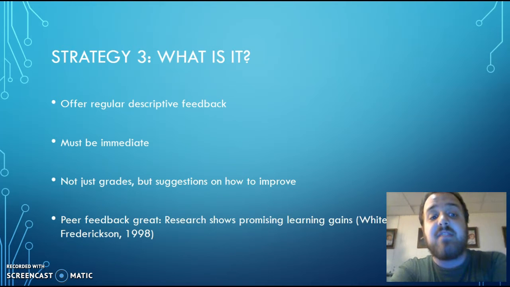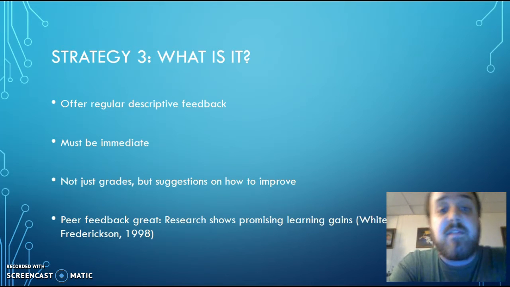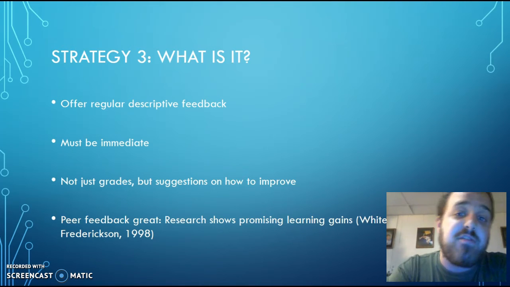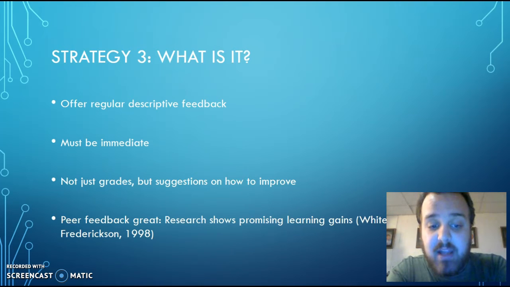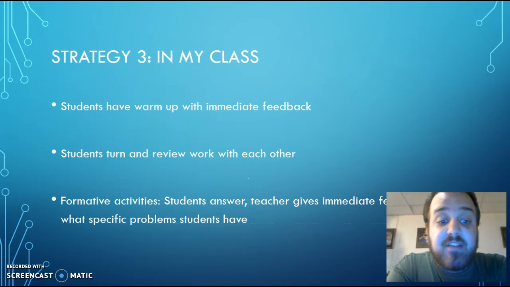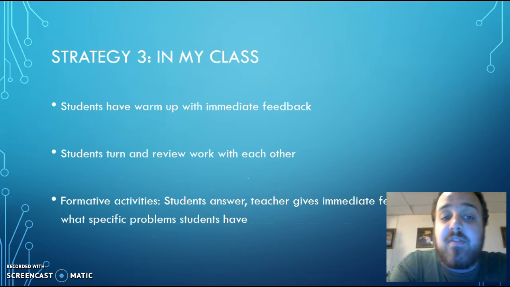Strategy 3 is to offer some regular descriptive feedback, to really all the time be telling students, this is what's good, this is not, this is what we need to work on. Your feedback should be immediate, and it can't just be grades. You don't want to just give grades. And research shows that this is one of the great ways to improve student outcomes.